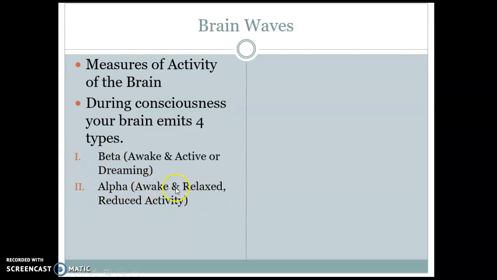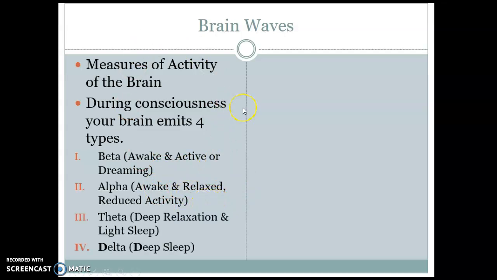If you watch a lot of TV, your brain will kind of stop producing beta and go into theta or alpha waves. And that's one of the reasons it's suggested that screen time and TV time should be decreased for younger children, younger teens. The third is theta. This is deep relaxation or light sleep. And then delta, this is your deepest sleep.